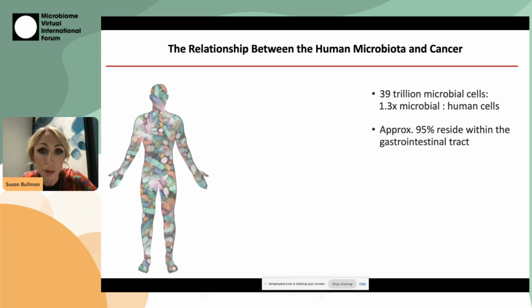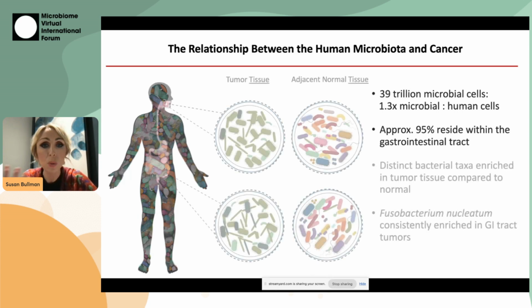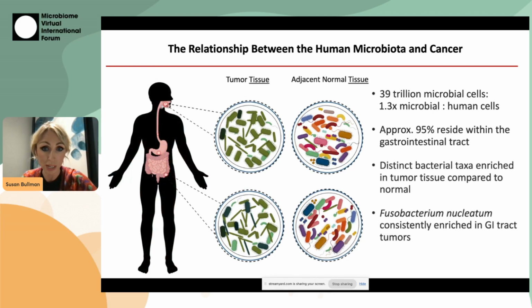And it's here where these microbes set the stage for dynamic interactions in human health and disease processes that includes cancer. Because when cancers arise along the gastrointestinal tract, all the way from the oral cavity to the colorectal, we and others have assessed microbial communities within the tumor tissue and compared them to adjacent normal tissue. And what we see are distinct bacterial taxa that are enriched in the tumor tissue compared to the normal tissue.